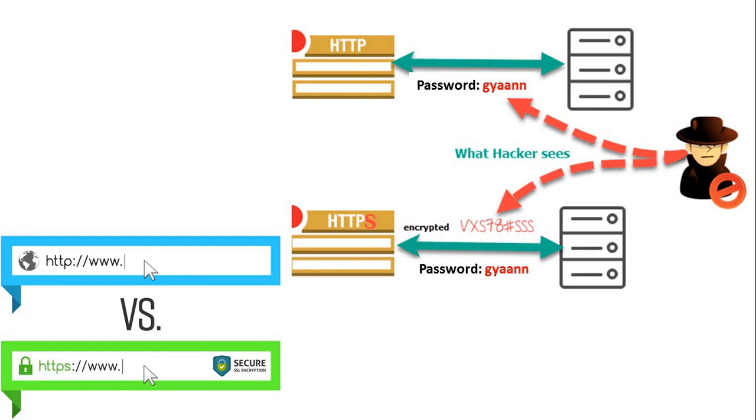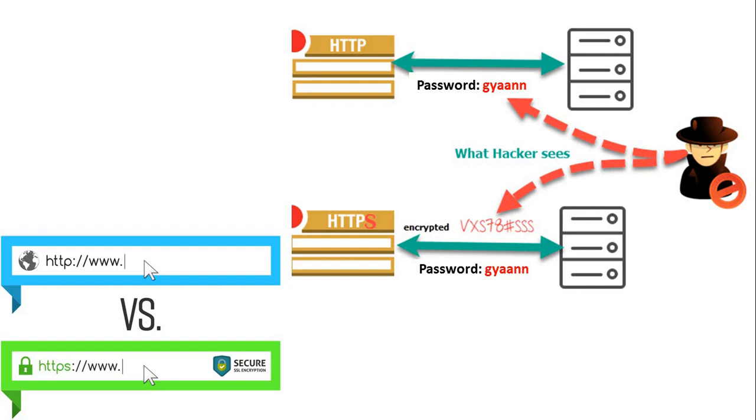You can understand the same by this diagram. Observe the diagram at the right. There is HTTP at the first. You can see when the transmission has taken place, if the password is being transmitted over the network, that is, you can say the password is GYAAN.